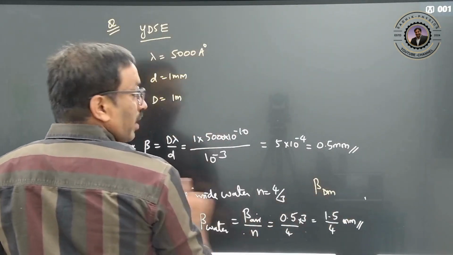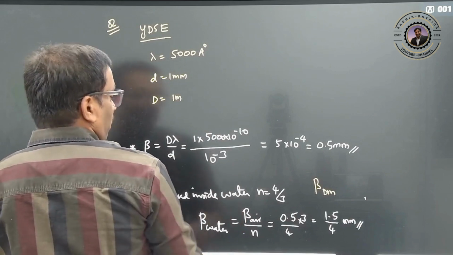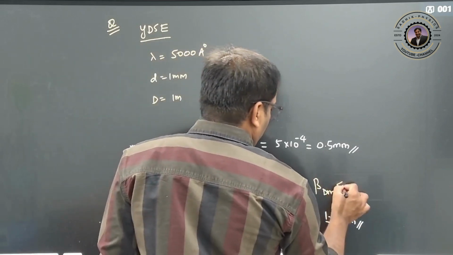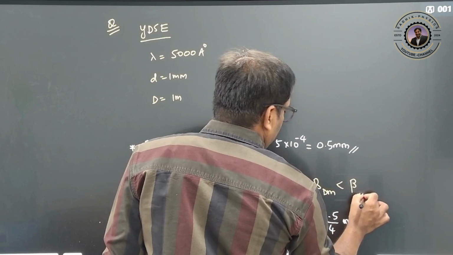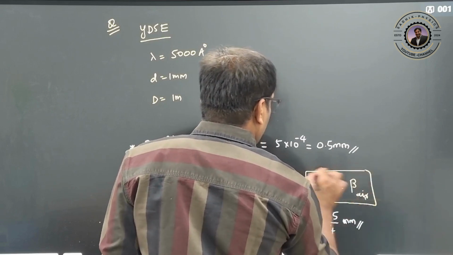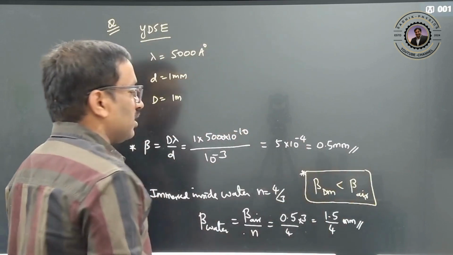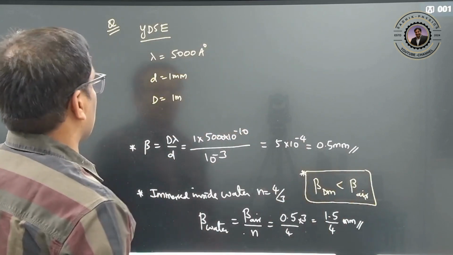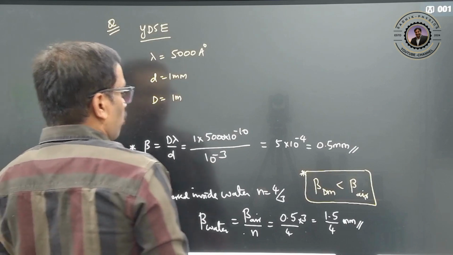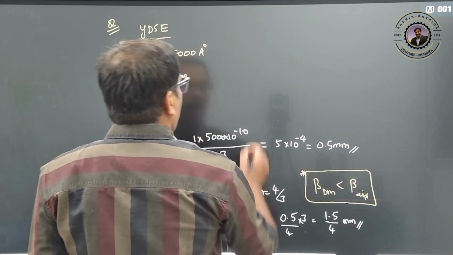So this is divided by a larger number, therefore more than 1. So definitely it will be less than this one, therefore less than, so it is in air. So in a rarer medium only the fringe width will be larger, in a denser medium the fringe width will be smaller. They may ask you one more question: what will be the angular fringe width?